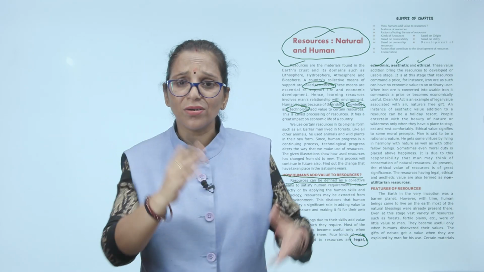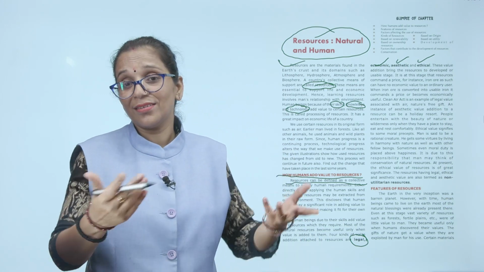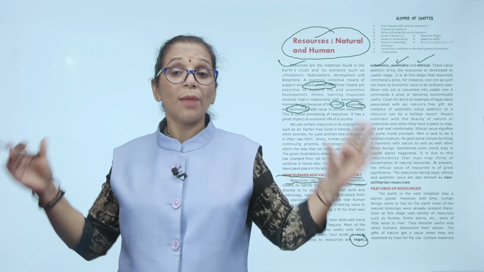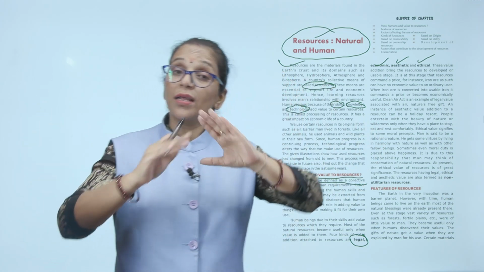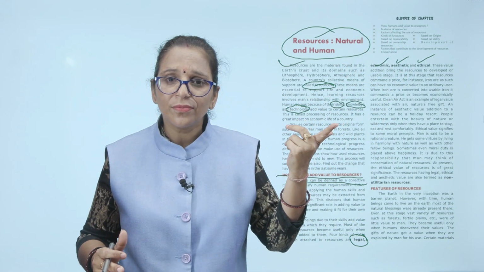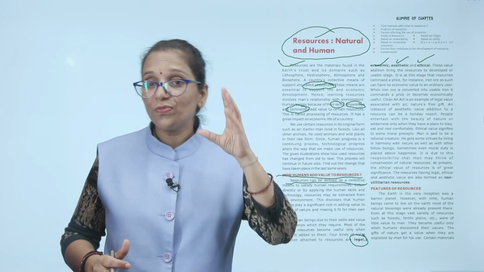Now see, iron has lots of uses in our daily life. So we can say that yes, this is a natural gift. Now another example: the Clean Air Act is an example of legal value. That legal value, the law, said that we want clean air to survive. Where is the clean air? But it has the legal value associated with air, nature's free gift.